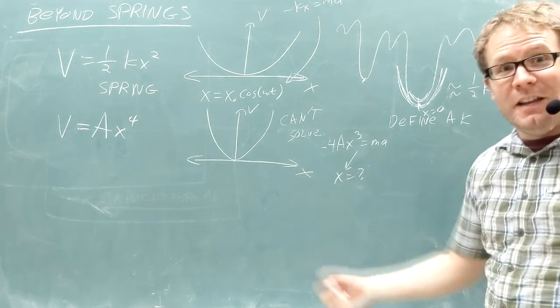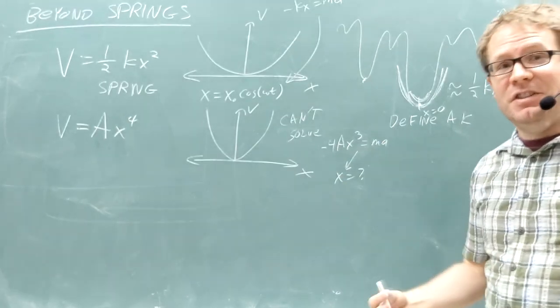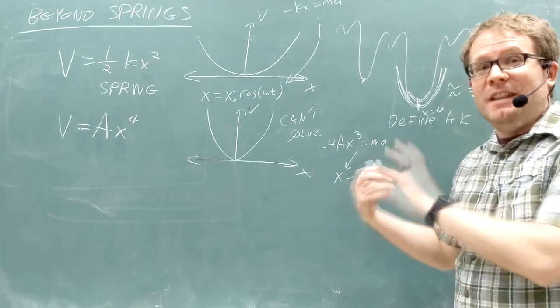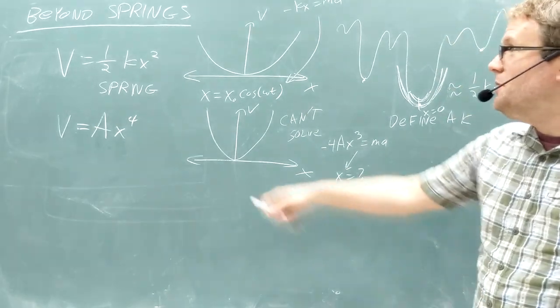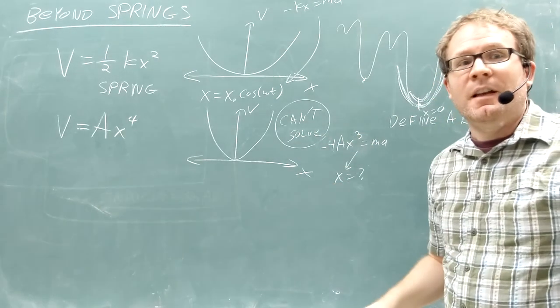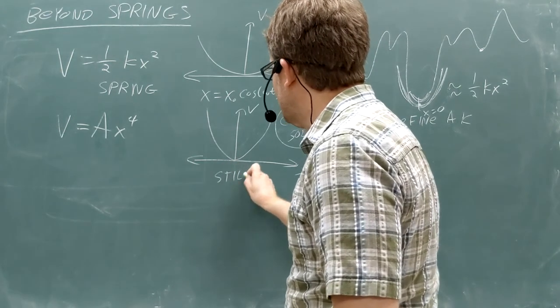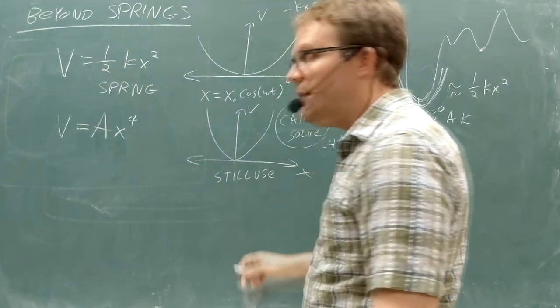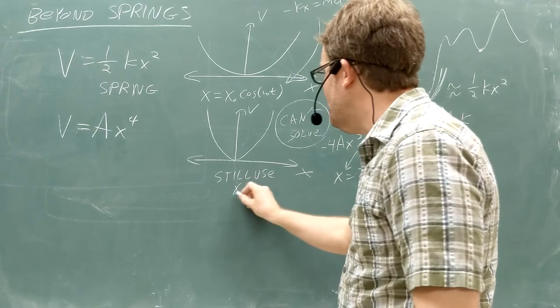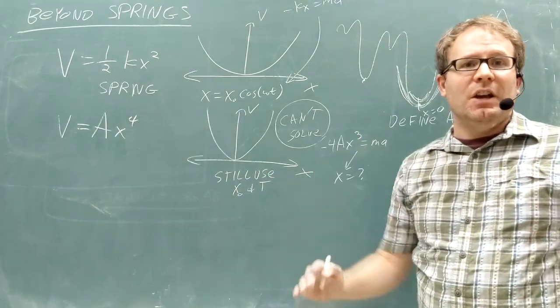We can do it numerically. We'll do that numerically in just a minute. But we don't have a function that gives a name to this thing, right? And so as soon as you go beyond 1/2 kx squared, you're entering territory where you can't solve it. But the good news is I can still use the kinds of quantities we used before. I can still use amplitude and I can still use period. It just won't be mapped onto a nice cosine graph.